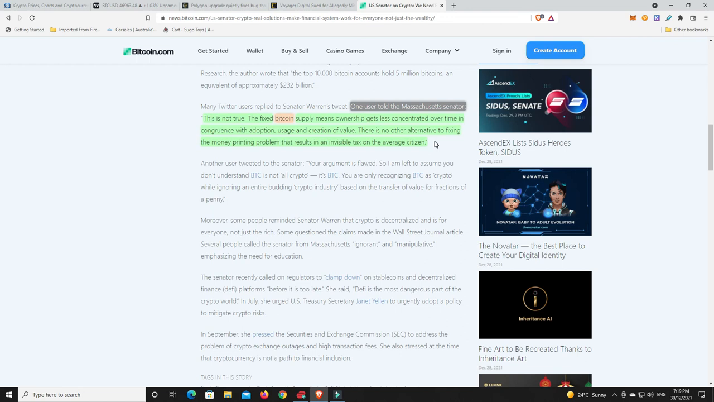But someone else came out here and said, your argument is flawed. So I am left to assume that you don't understand Bitcoin is not all crypto. It's BTC. You are only recognizing BTC as a crypto while ignoring an entire budding crypto industry based on the transfer of value of fractions of a penny.